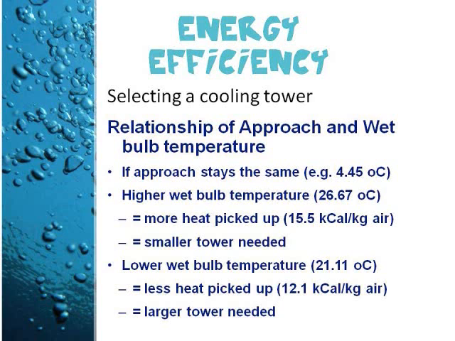This means that there will be a smaller tower needed compared to a lower wet bulb temperature, 21.11 degrees Celsius, which has less heat picked up, 12.1 kilocalories per kilogram air. Lower wet bulb temperature corresponds to larger tower needed. The reason is that air at the higher wet bulb temperature is capable of picking up more heat.